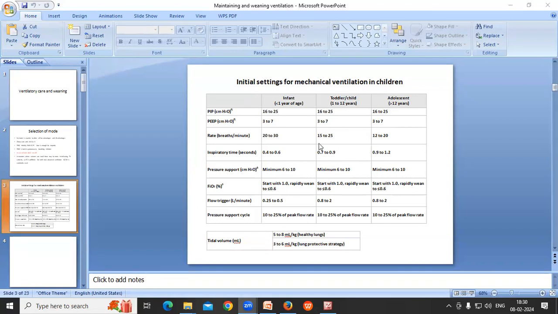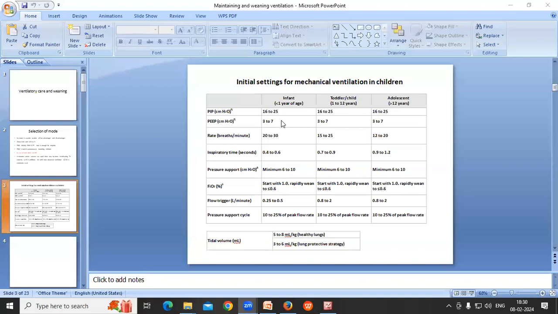But the initial PEEP you can choose based on your X-ray and your bagging resistance. It should not be in the range of 5 or 6. You need to select the higher side, 7 or 8. Is it clear? You cannot start at 3 for an already pneumonic lung with mild ARDS. You cannot start at 3 or 4. So you need to choose the higher side, that is 7 or 8. Rate same, inspiratory time same. Pressure support you're not going to select initially. FiO2 you can start at 100%, and you can rapidly wean. Trigger same, everything same.